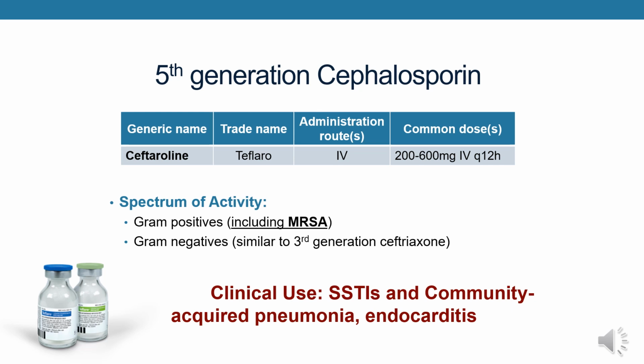The only fifth generation cephalosporin is ceftaroline, or Teflaro. It's only available IV and kind of flips the spectrum back to gram-positive, including MRSA. It has gram-negative coverage similar to ceftriaxone, meaning that it does not cover Pseudomonas. Its clinical use is most commonly seen in patients who are very sick from skin infections, community-acquired pneumonia, or endocarditis.